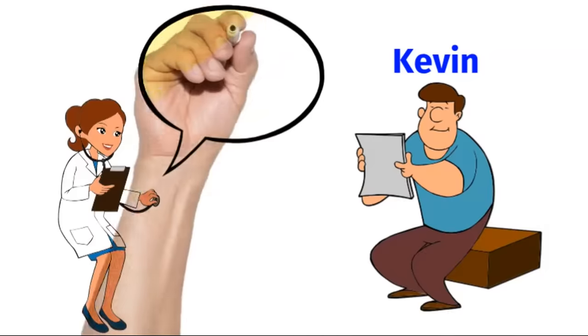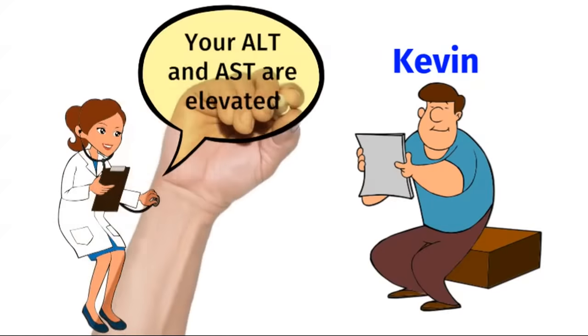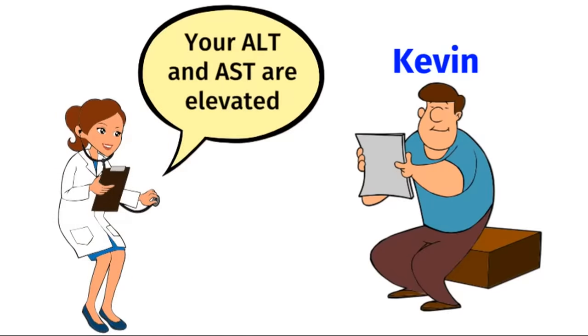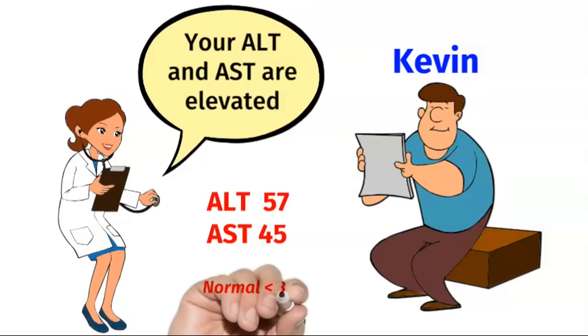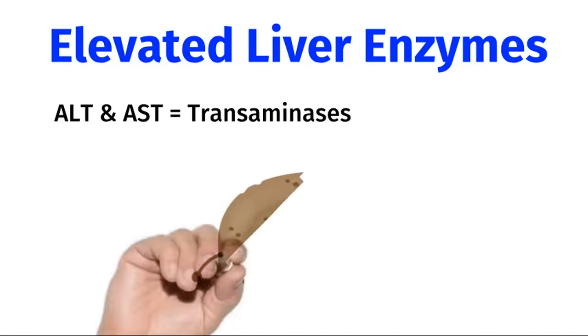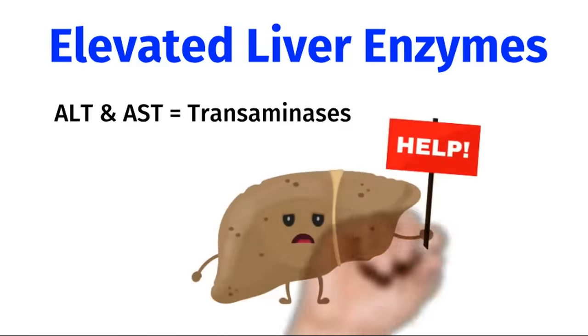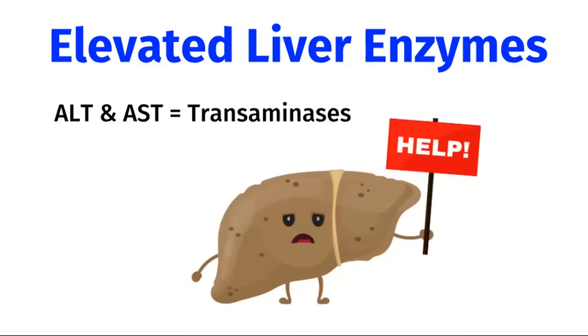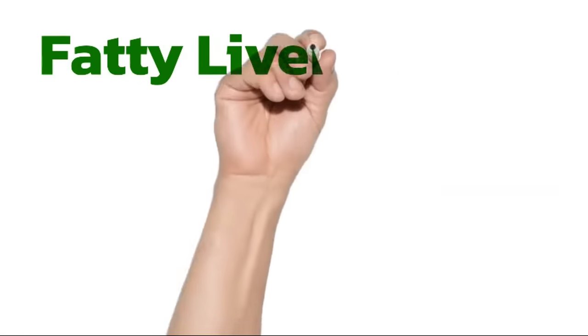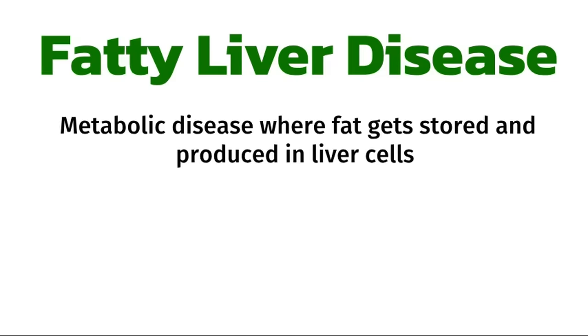Here we have my patient Kevin, and his ALT and AST, which are his liver enzymes, are elevated on his blood work. So his ALT is 57 and his AST is 45. Normal liver enzymes should be in the teens or 20s. Another term for the ALT and AST is transaminases. So if you have elevated transaminases, your liver is saying help. It's a sign of liver dysfunction, and the number one cause is fatty liver disease.